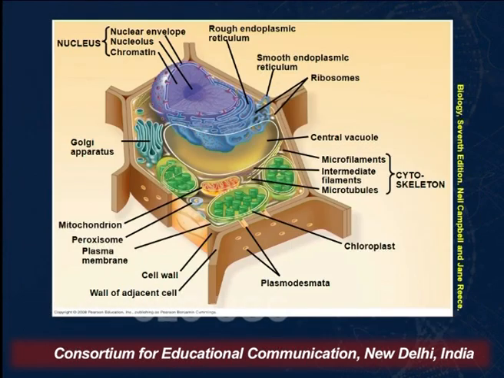Now this is a plant cell which is shown here. The major difference is the presence of the chloroplast, and there are plasmodesmata, which help each cell to communicate with the adjacent cells.